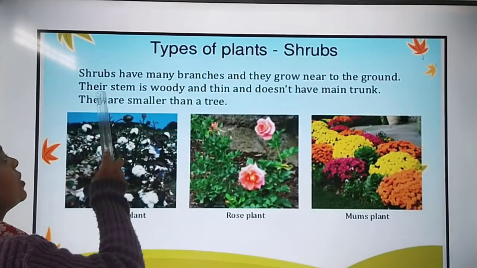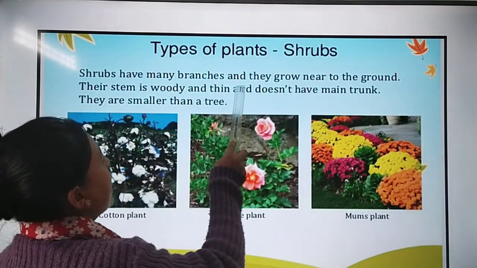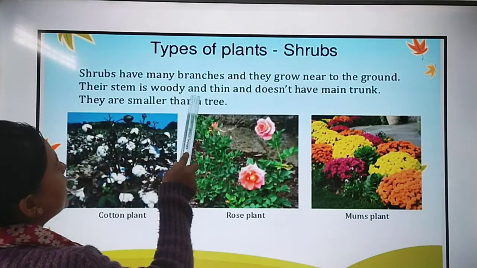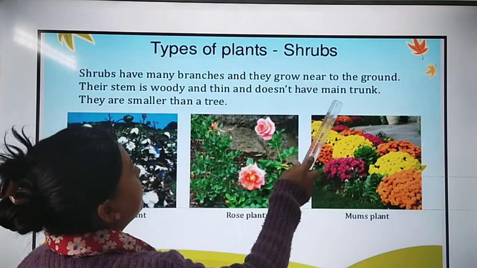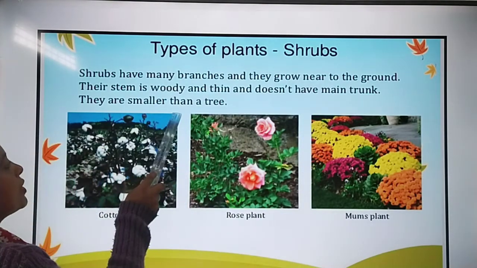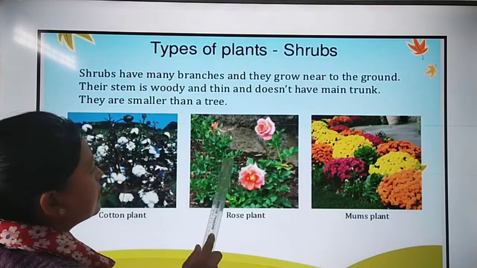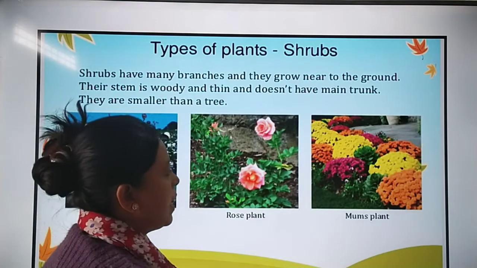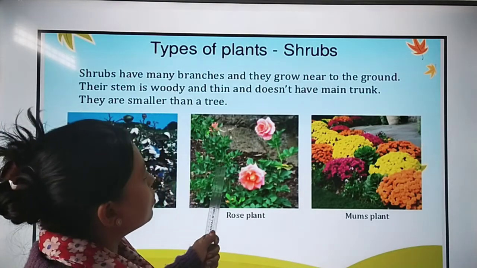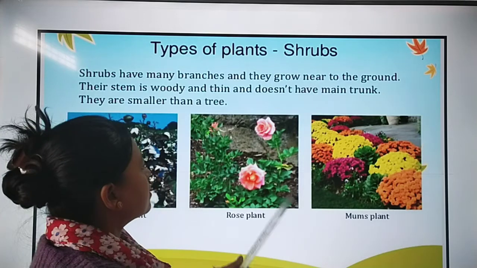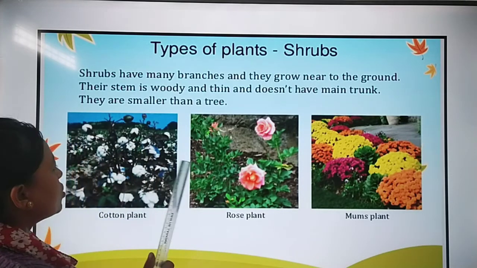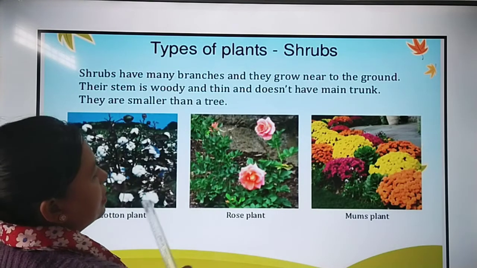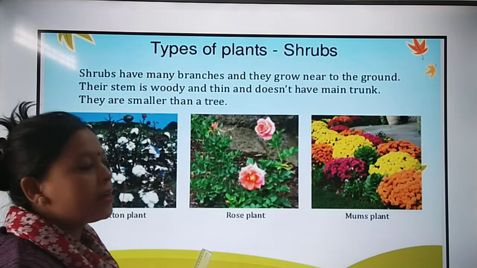Now shrubs. Shrubs have many branches and they grow near to the ground. Their stem is woody and thin and doesn't have a main trunk. They are smaller than a tree. So this is an example of shrubs, like cotton plant, rose plant and moss plant. And they don't have a main trunk. That means their stem is also not very strong. Okay, and it is woody and thin, and it doesn't have a main trunk.